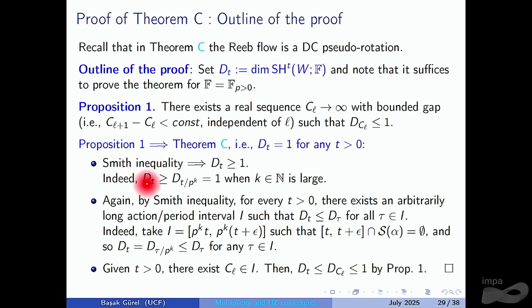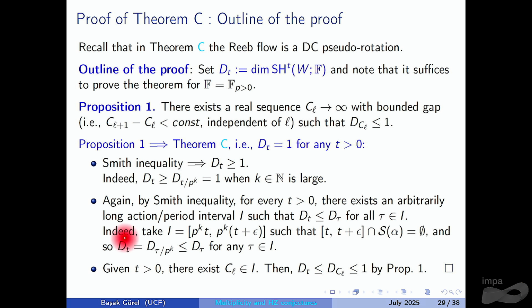So again, this is like a double use of the Smith inequality here. First, we know that it is at least 1 because the Smith inequality tells me this, and if you pick k large enough, this is only going to see the interior of the domain, so it will be 1. And now, in the second part of the story, again, the Smith inequality is used here.